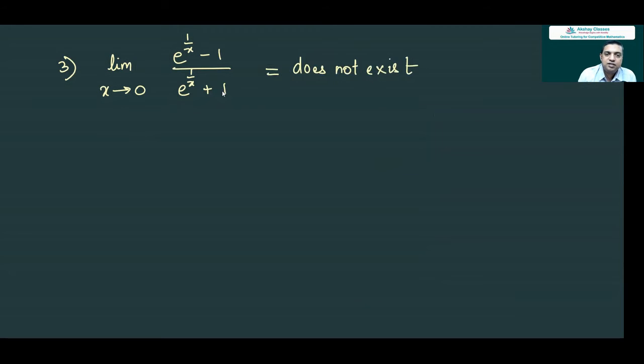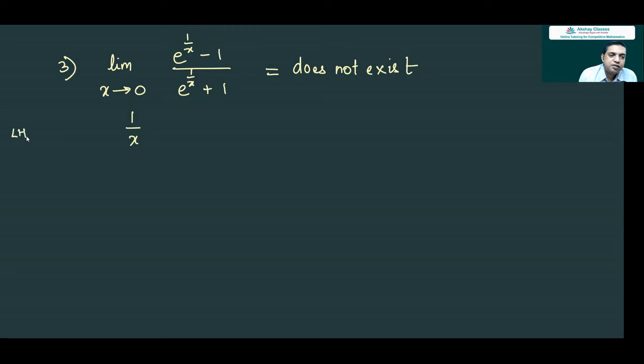Limit x tends to 0, e power 1 by x minus 1 by e power 1 by x plus 1. This does not exist. This is the answer. How? See, whenever x tends to 0 and we have 1 by x, we need to be very, very careful.